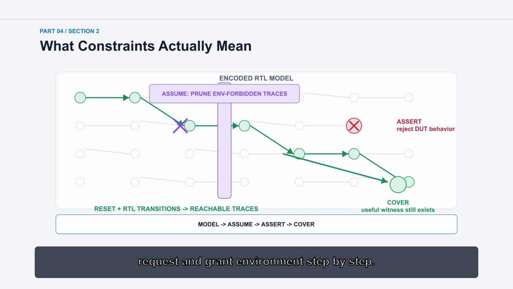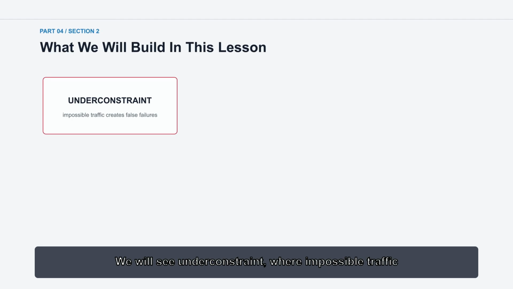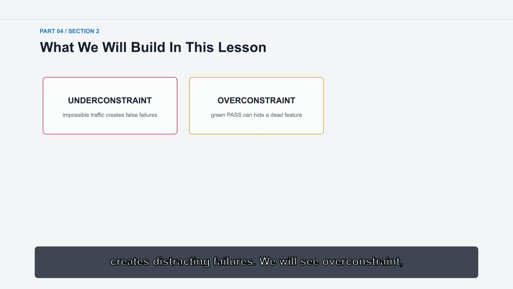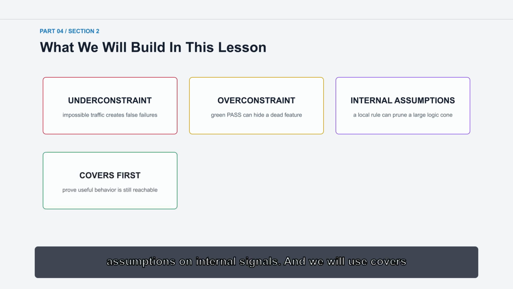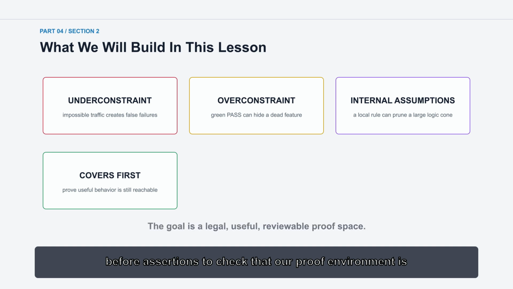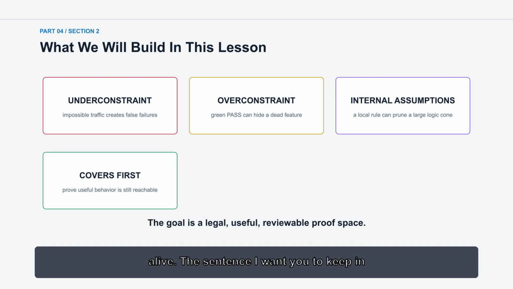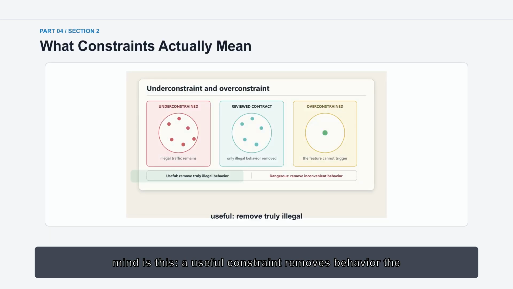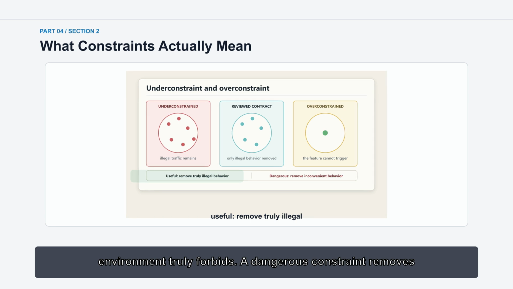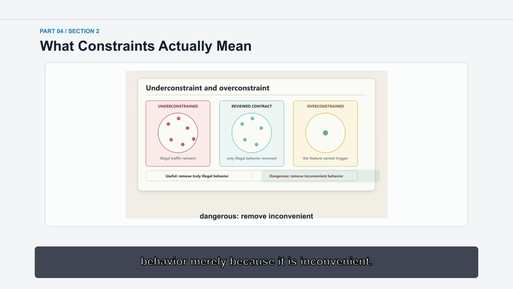We will build a request and grant environment step by step. We will see underconstraint where impossible traffic creates distracting failures. We will see overconstraint where a green pass hides the feature we meant to verify. We will examine the special risk of assumptions on internal signals. And we will use covers before assertions to check that our proof environment is alive. The sentence I want you to keep in mind is this. A useful constraint removes behavior the environment truly forbids. A dangerous constraint removes behavior merely because it is inconvenient.